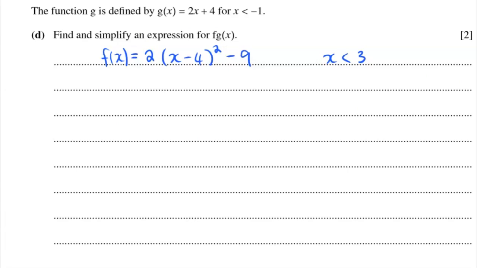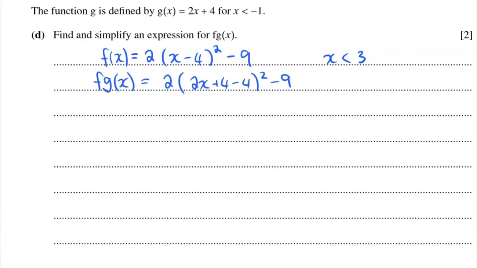And that's it. We should pay some attention to the domains and ranges and make sure everything works out. But at the moment, we're just going to trust that it works out. Is that okay? So we get (2x + 4 - 4) squared minus 9.